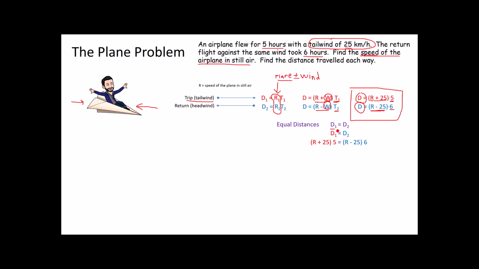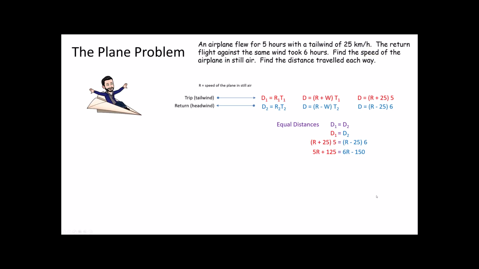Notice if my distances are equal to each other, which they should be if I make a trip and I make a return, then I can take one of those distances and replace it with the first equation. I can take the other of those distances and replace it with the second equation. Notice I now have a single variable r, property of equality, your speed is 275 miles per hour.